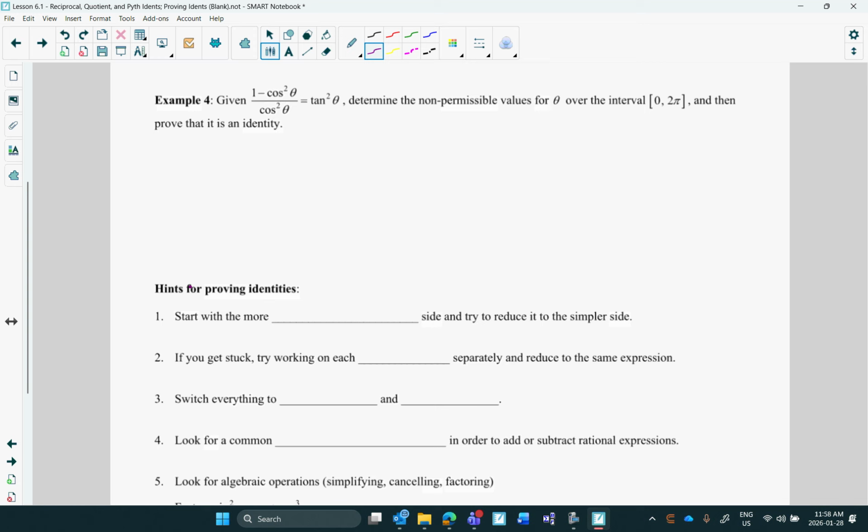Given that 1 minus cos squared theta over cos squared theta is equal to tan squared theta, determine the non-permissible values from 0 to 2 pi, and then prove it is an identity. Well, to determine the non-permissible values, we make the denominator equal to 0.